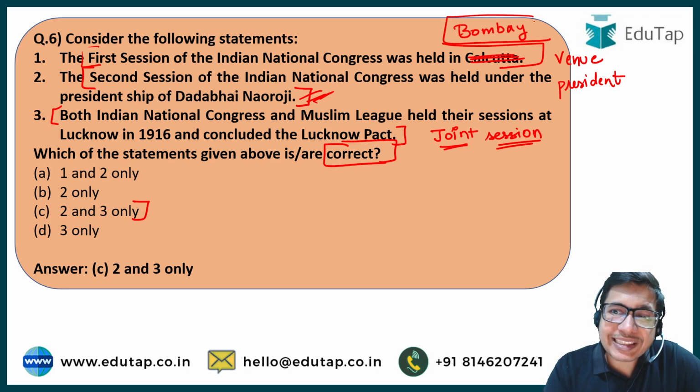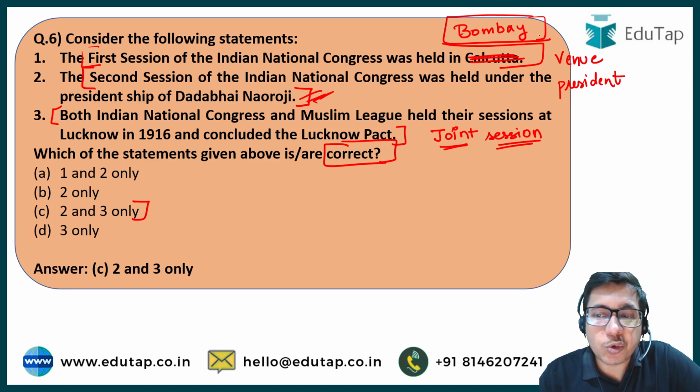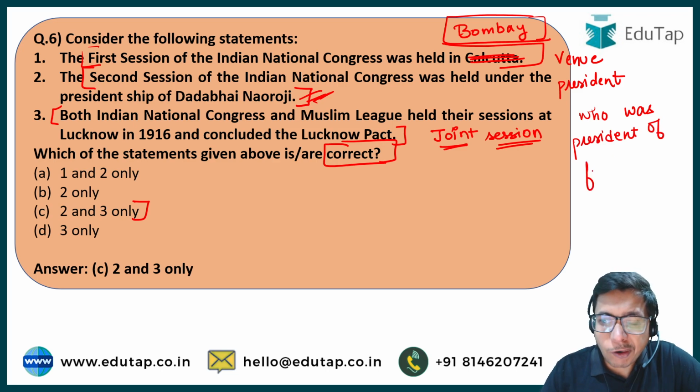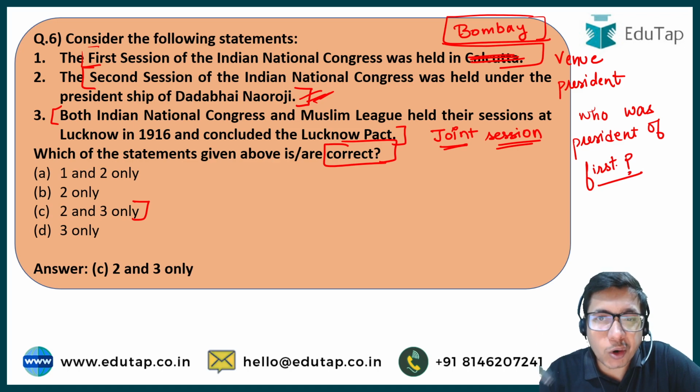But who was the president of the first session of the Indian National Congress? Who was the president of the first session? This I want to know from you in the comment box. I have already given you a question: what was the name of the book that was written by Dadabhai Naoroji, critiquing the economic policies of the British towards India. Now the second question from my side is who was the president, who was the leader, who was the chairman of the first session of the Indian National Congress, which was held in Bombay in 1885.